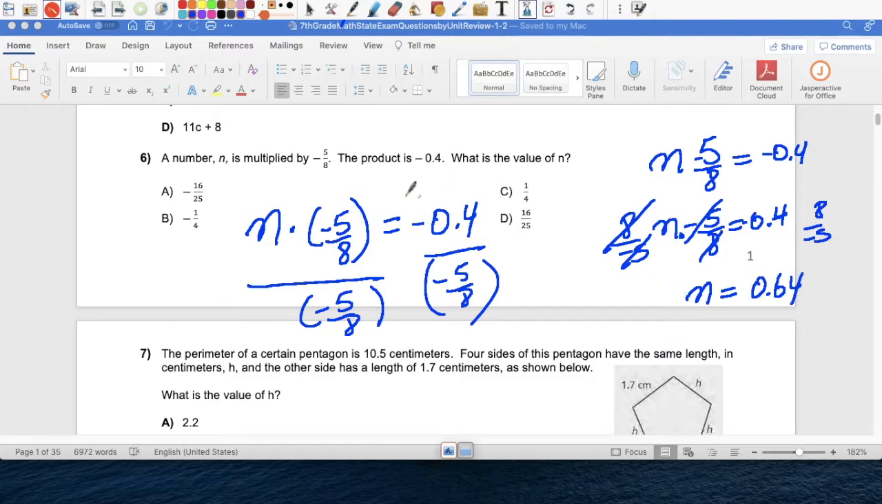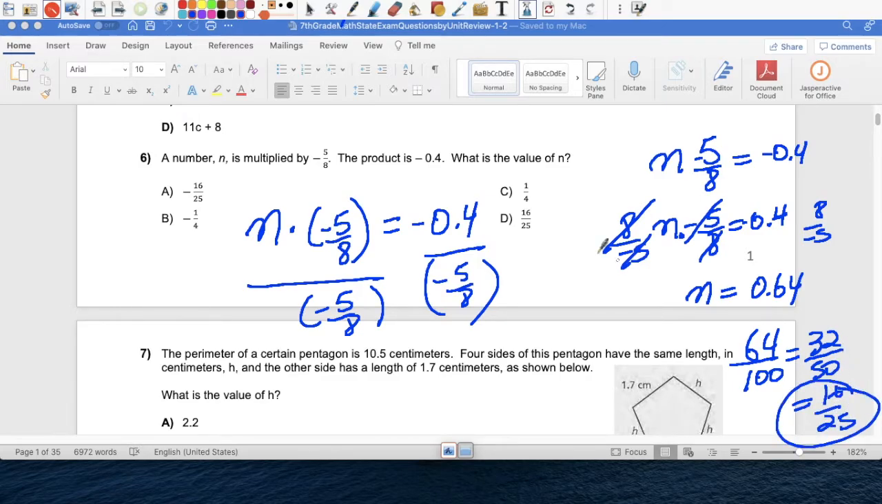Okay, and our answer is in fraction format, so you can change that to a fraction. 0.64 is 64 over 100. You can simplify. Let's divide by 2, that is 32 over 50. Divide by 2 again, 16 over 25. Do we have that? Yeah, we do.